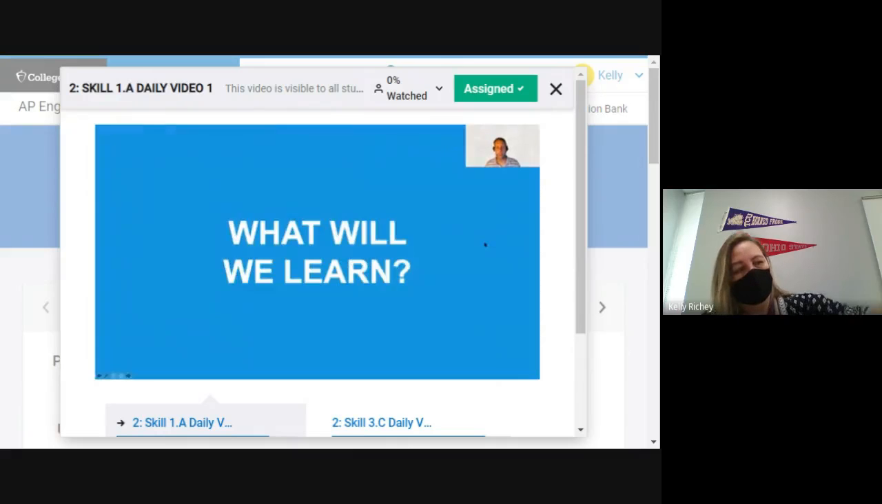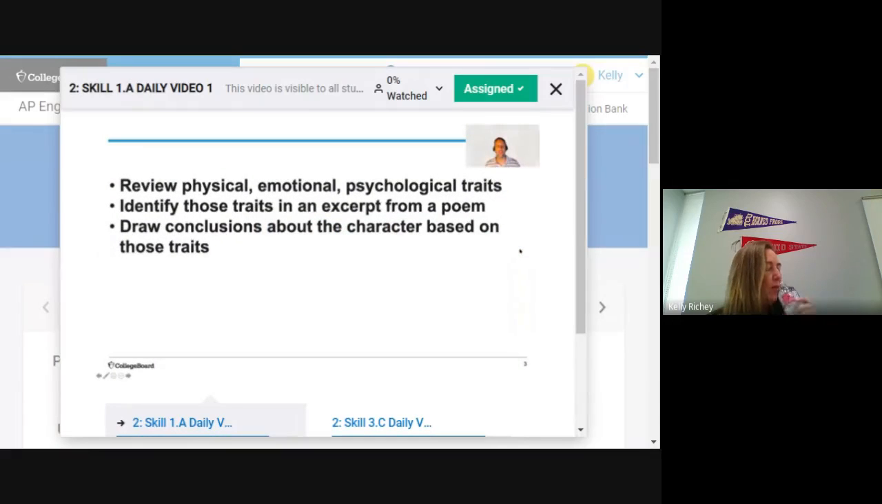So there are a couple things that I want you to learn from today's lesson. A lot of it's going to be repeated from what you already learned in Unit 1, so in a way that's great because it's going to reinforce it. But I also want to show you how the things that you learned in Unit 1 can be applied to poems, specifically with characters.